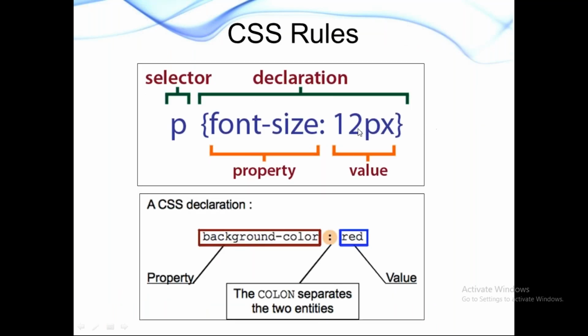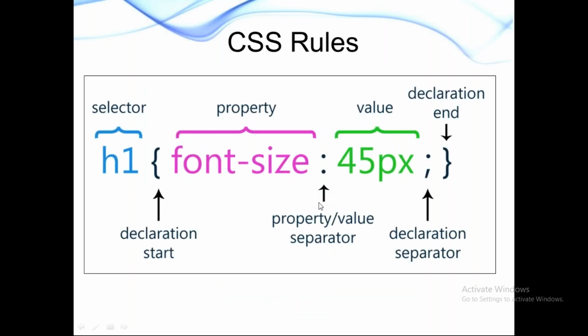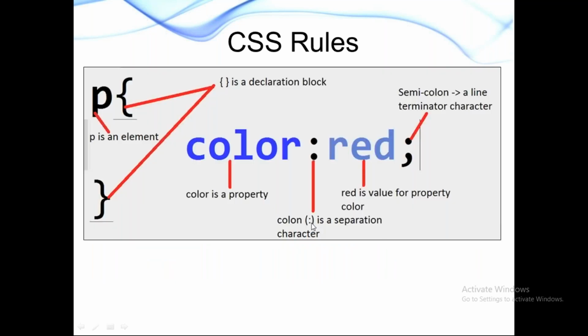So I can have the selector and then the declaration. The declaration will be in the form of property and value separated by a colon. Property, value, separator, declaration end. Right. Fine.